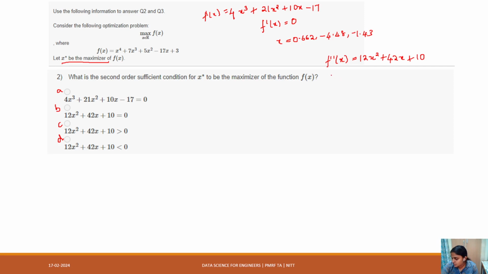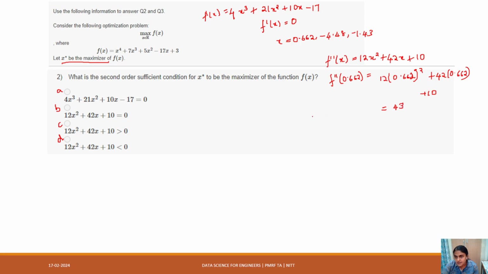Now we will put the values in stationary points which we have got in this equation. So if you put 0.662, it will be like 12 into 0.662 whole square plus 42 into 0.662. So one other person has given answer D. Okay, so we will see how it comes. So this first one is coming like 43.